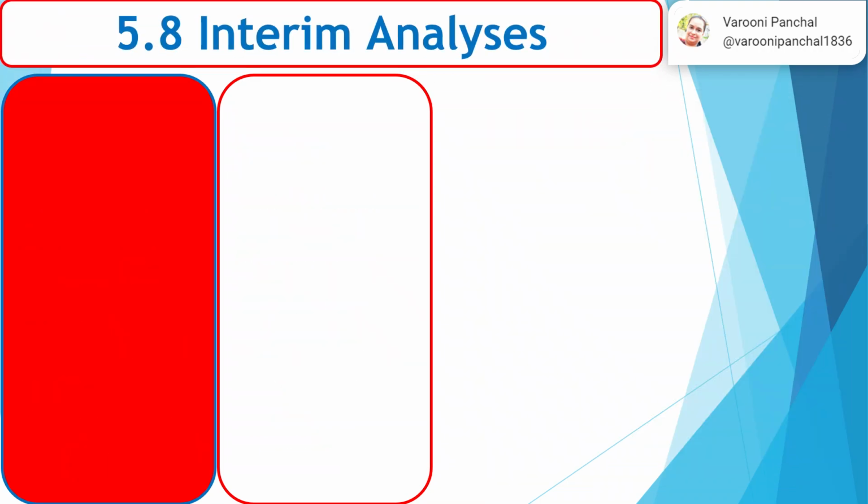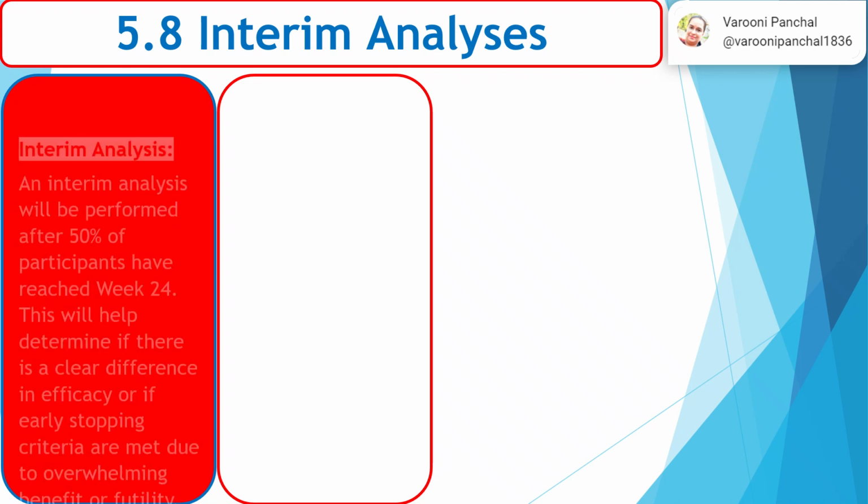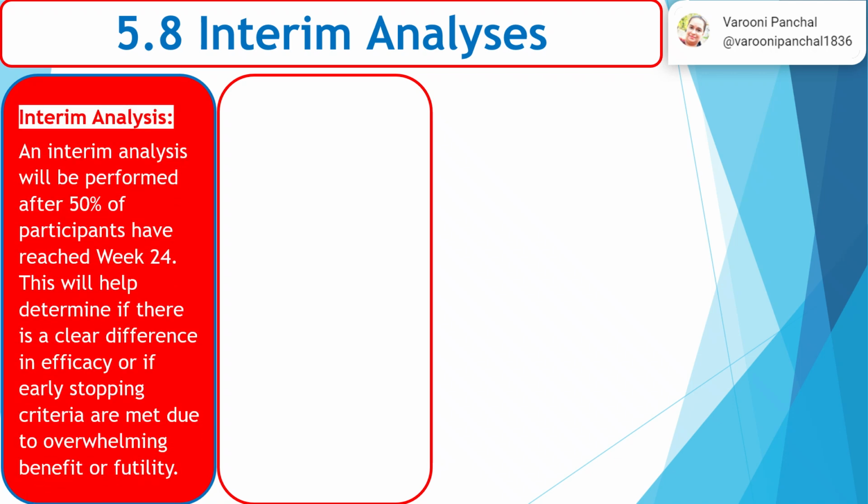Number 5.8, interim analyses. An interim analysis will be performed after 50% of participants have reached week 24. This will help determine if there is a clear difference in efficacy or if early stopping criteria are met due to overwhelming benefit or futility.